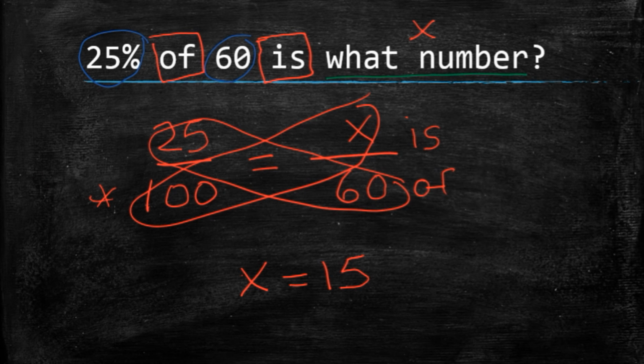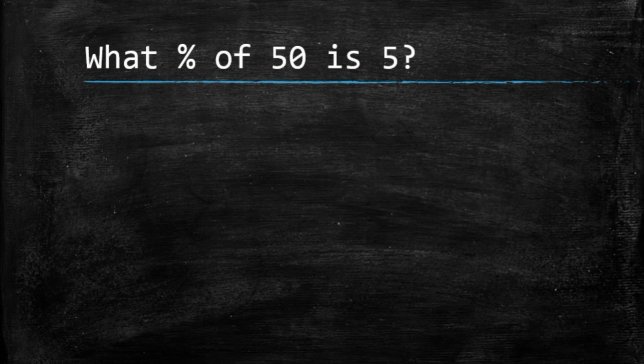Let's move on to the next example. So this is different. We've got a different kind of problem. This is the second type of problem that we are going to have. So we know that we have 50 and we have 5. And our question is what percent?